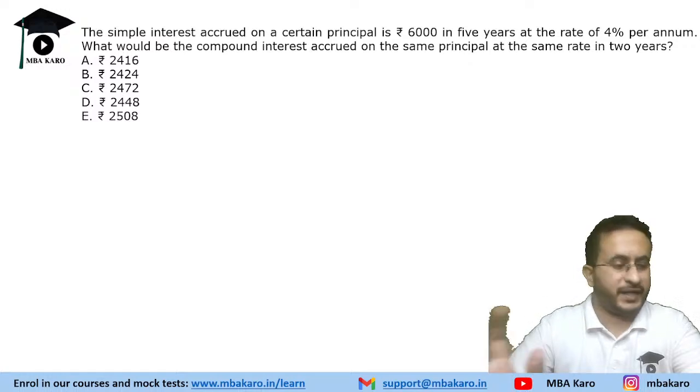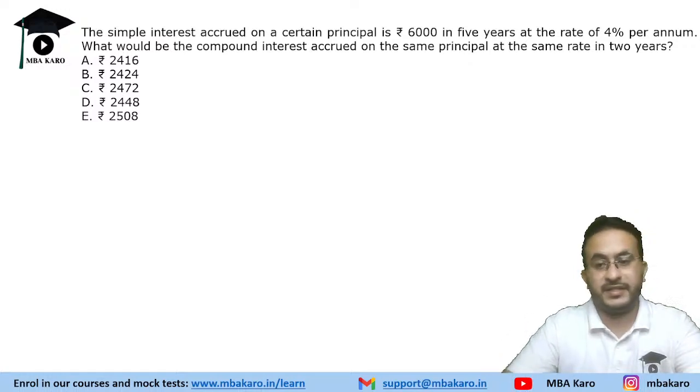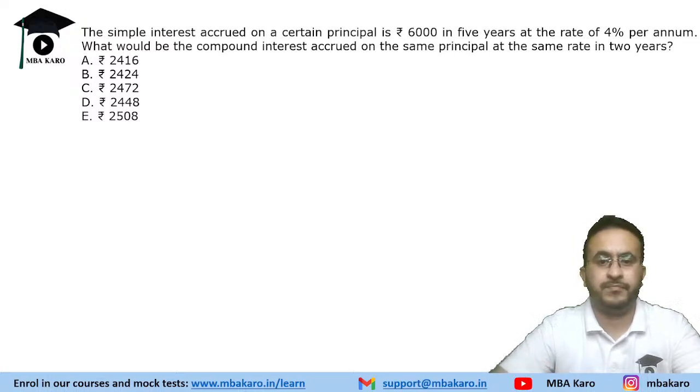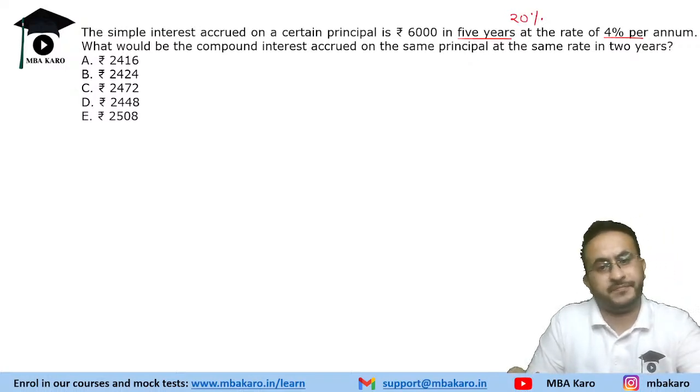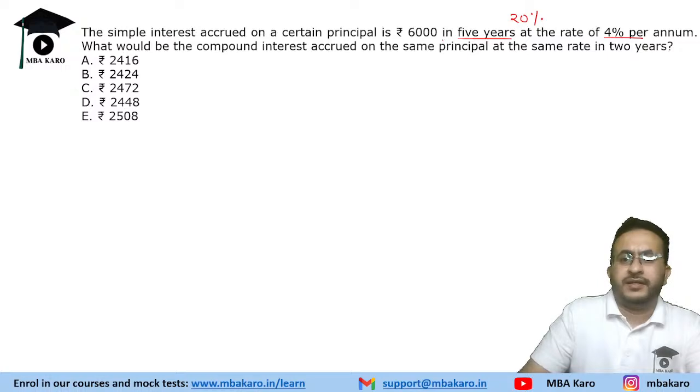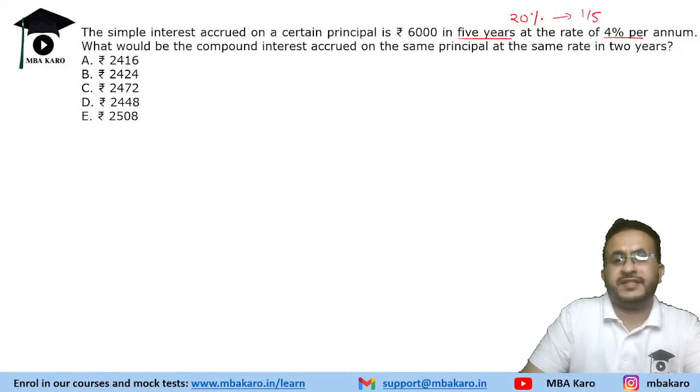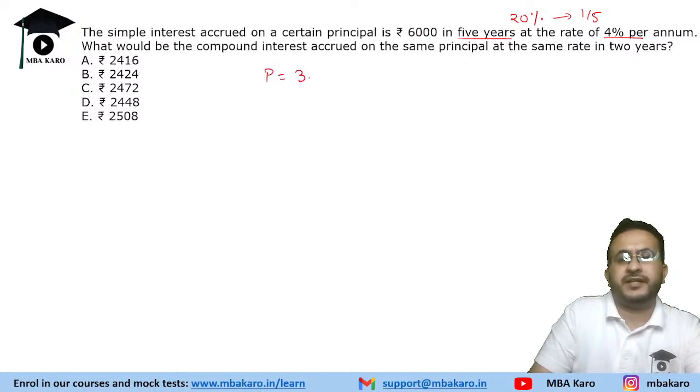So if you take interest in terms of percentages, that makes things simple, right? So how do we do this? These questions fastest. 5 years, 4% per annum. Okay. 5 years, 4% is 5 into 4, 20%. Simple interest 20%. 20% कितना होता है? 1/5. Okay. 1/5 is 6,000. So that means principal is 30,000.